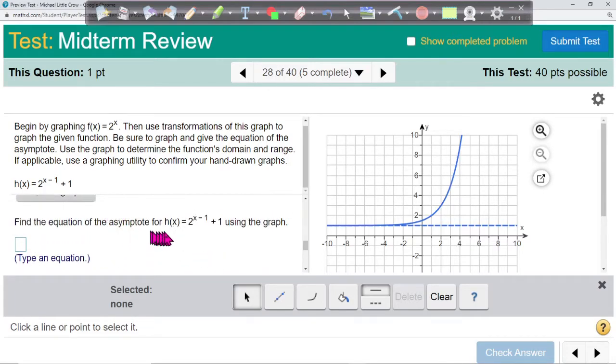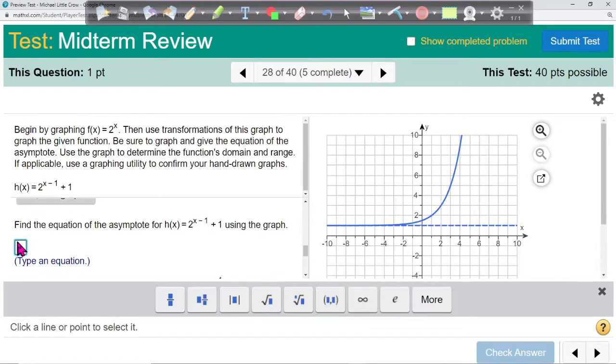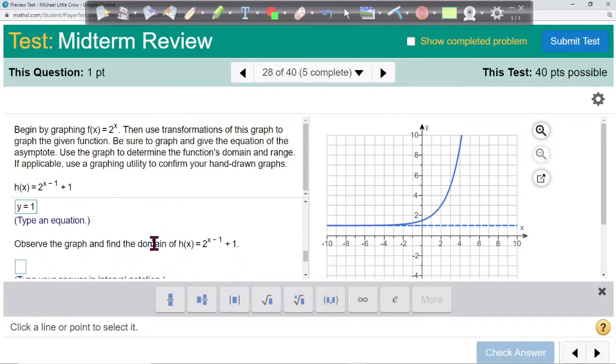Find the equation of the asymptote. Okay, well, because it's shifted up, the asymptote would have been y equals 0. It's now y equals 1. Does that make sense? Exponentials, 2 to the x, it would have been 0. So it just got moved up.